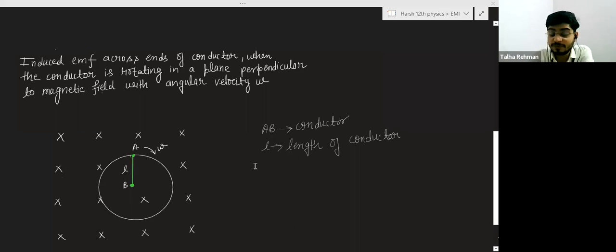This is your wire and this wire is rotating. And there is one magnetic field, an inward magnetic field. So basically you can say this wire is rotating in the inward magnetic field. Earlier what was the case? Your wire was moving linearly in the magnetic field. Now your wire is rotating in the magnetic field.